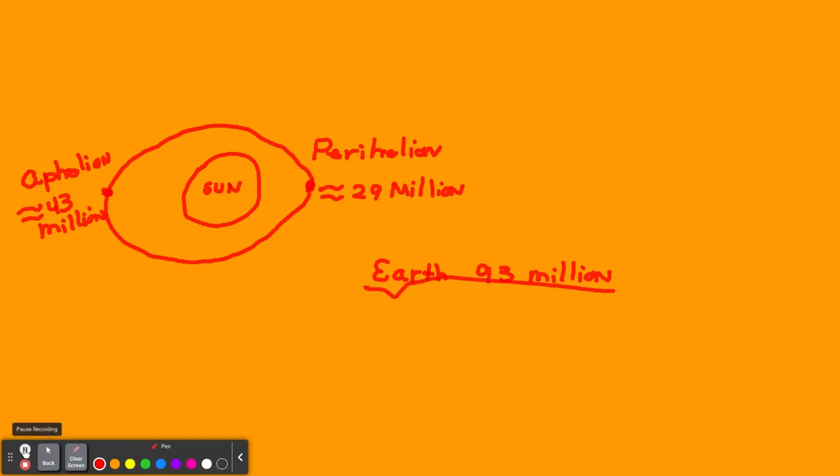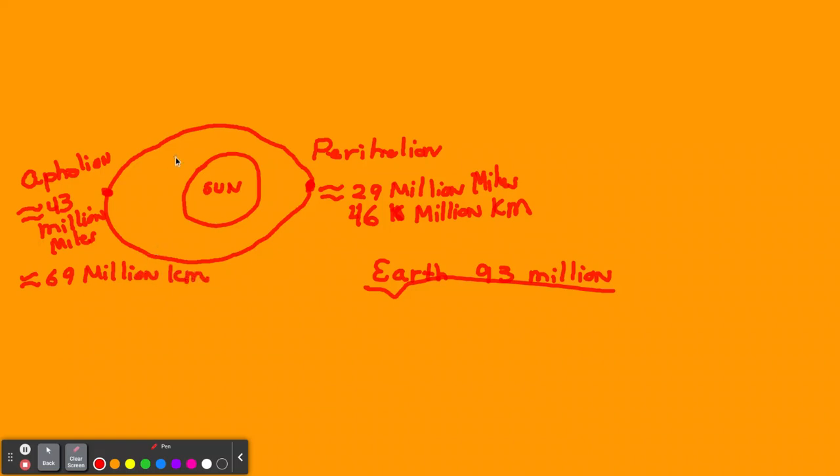Of course, in science, what Newton would have used is kilometers. So 29 million miles, make sure we put miles there, would be about 46 million kilometers. And over here, 43 million miles is about 69 million kilometers. So again, when Newton did his calculations, and we'll show some of those calculations, he would have used kilometers.